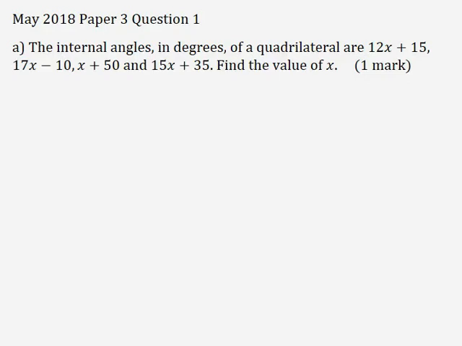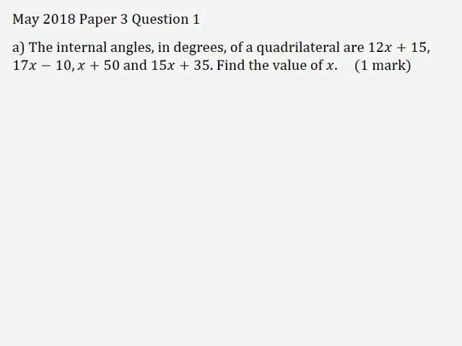In this video, I'll be solving May 2018 Paper 3, Question 1, Part A. The internal angles in degrees of a quadrilateral are 12x plus 15, 17x minus 10, x plus 50, and 15x plus 35. Find the value of x for 1 mark.